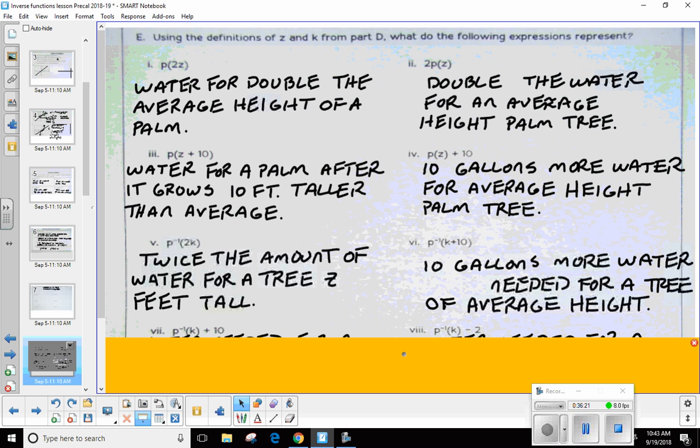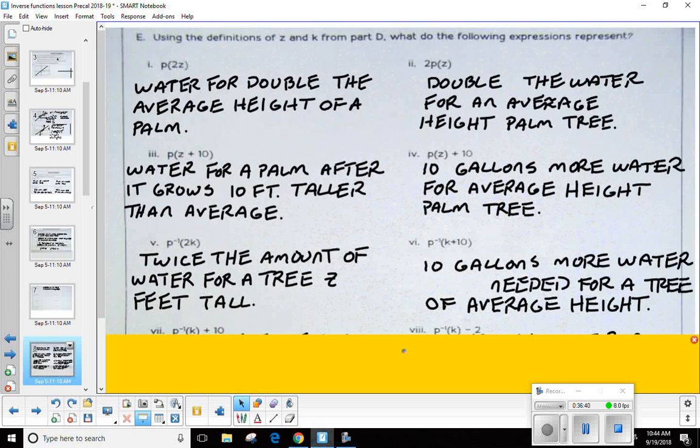Okay. Let's get on with the next ones. P inverse of k plus 10. What am I altering here? Am I altering the gallons of water or the height? The height. We are not changing k at all. So what can I say? Anybody? Satish. Okay. Number of gallons needed for a tree 10 feet taller than average. Okay. And who was it who was also answering at the same time?